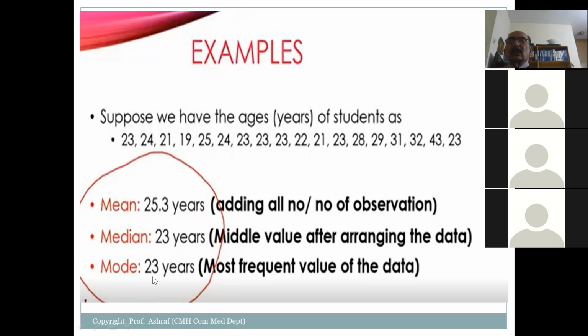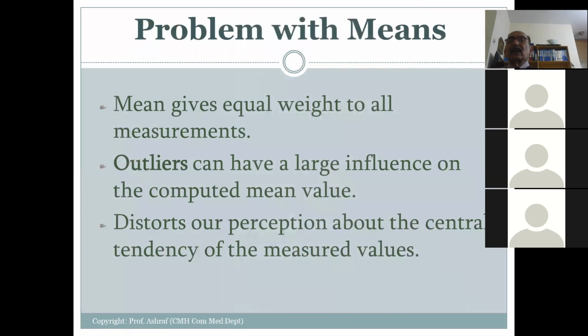Normally they should be close if the data is normally distributed. The mean, the computer will calculate, adding all values divided by the number of observations. The median is the middle value after arranging the data. The mode is the most frequent value of your data. Or the computer, SPSS, will calculate it for you, so no need to memorize the formulas.